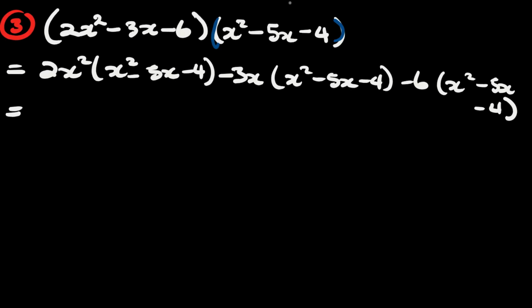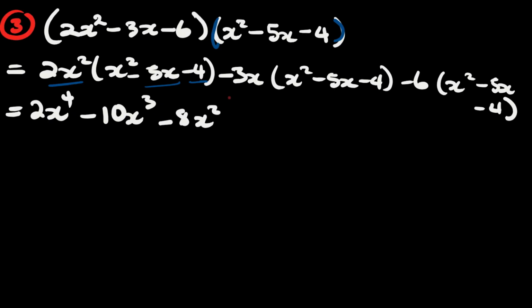So from here, we just simplify. 2x squared multiply x squared, multiply 5x, multiply negative 4. So 2x squared multiply x squared. This is 2x to the power 4. Then 2x squared multiply negative 5x. This is negative 10x to the power 3. Now multiply negative 4. Answer is negative 8x squared.